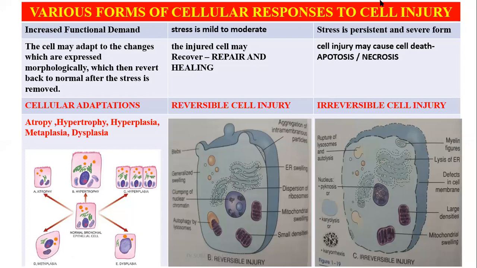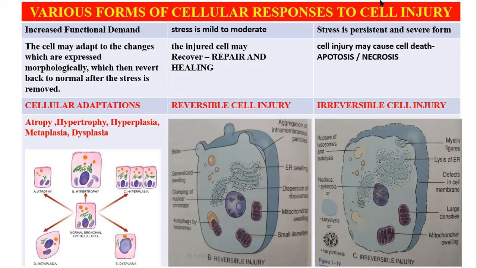If we go to the various responses of cell injury, the first thing is increased functional demand. That means a cell is having more and more to do. For example, we are traveling in a car. Five persons can travel in a car. So what happens if 7 to 8 persons enter in? Everyone will have to adjust. So a method of adaptation occurs. That is the first and foremost response in cell injury, that is, increased functional demand.